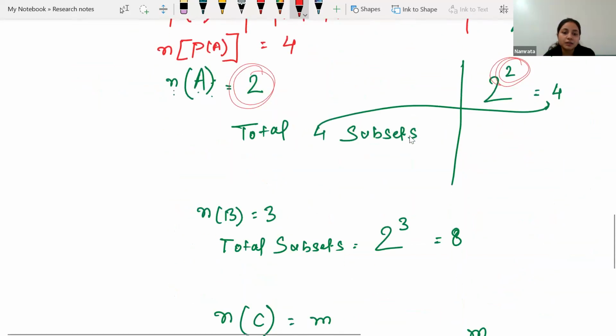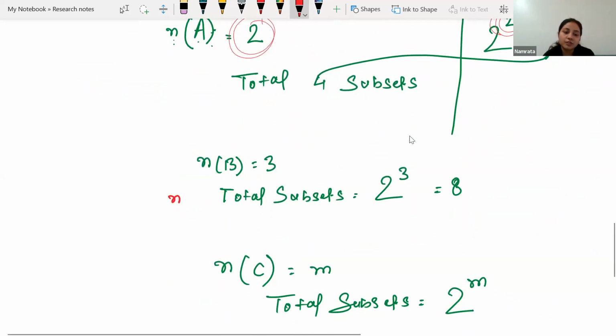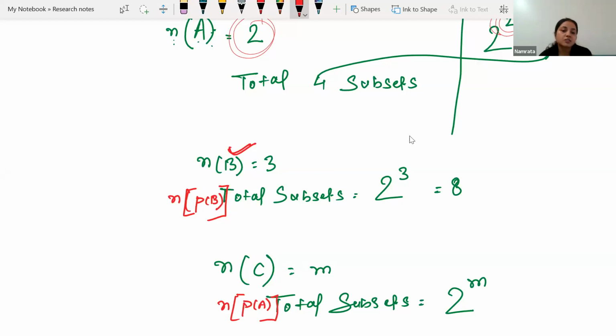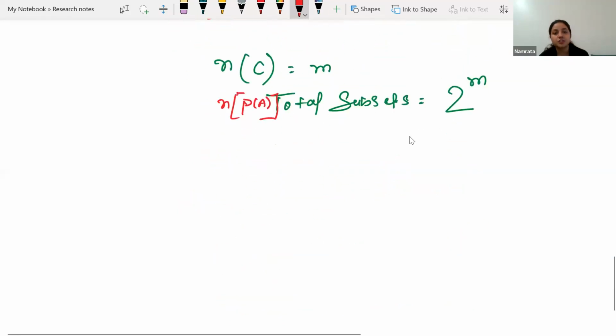Similarly, the number of elements in the power set of B is 2 to the power 3, since the number of elements in B was 3. Similarly, for a set with M elements, the power set has 2 to the power M elements. Now let's take one question related to this concept.